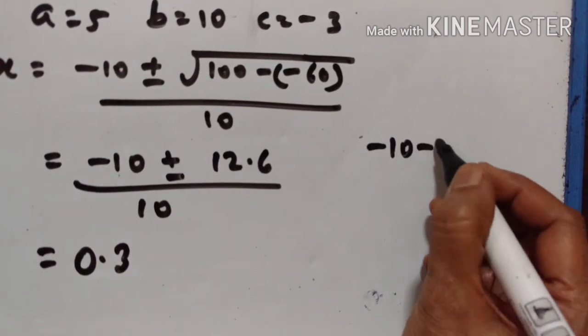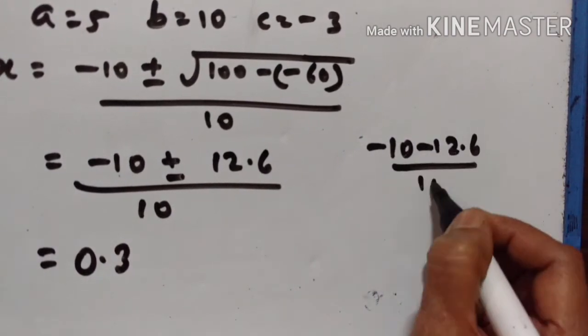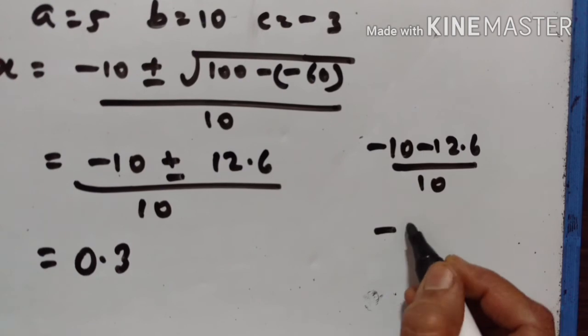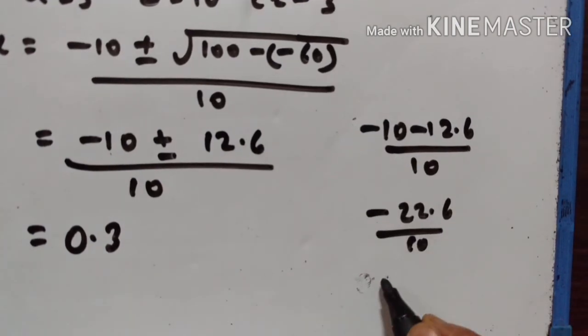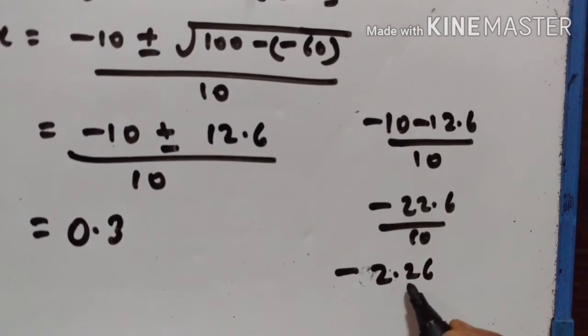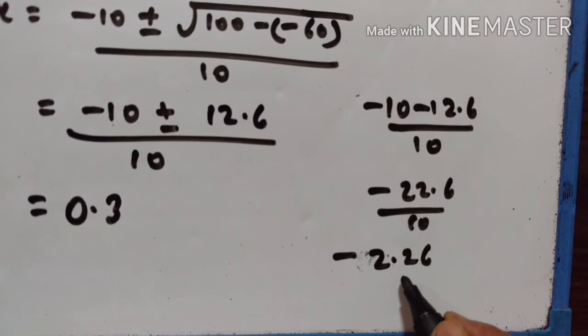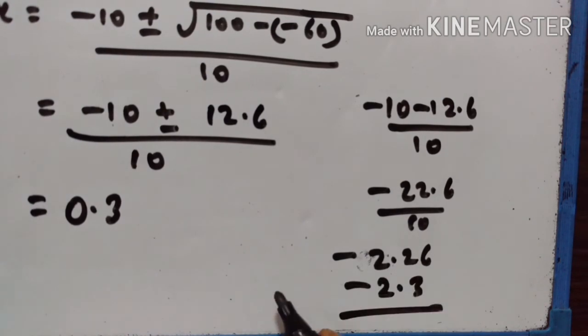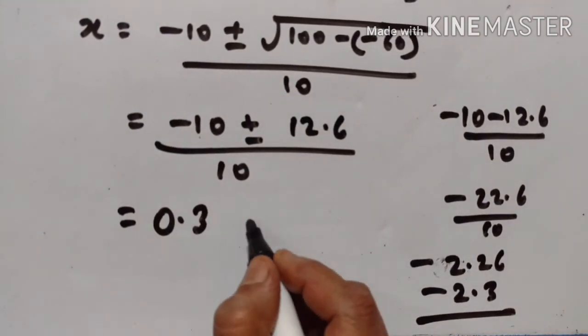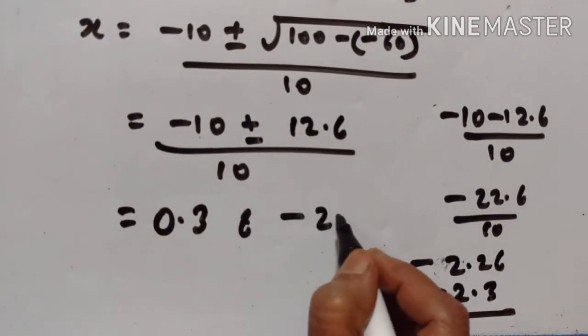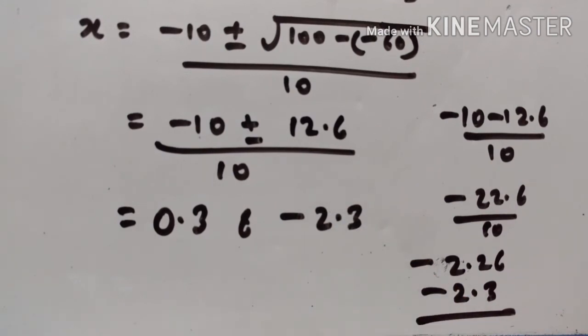Minus 10 minus 12.6 upon 10. This is minus 22.6 upon 10. So minus 2.26. Since it is more than 5, we can increase 1 here. Minus 2.3. So 0.3 and minus 2.3. These are the roots.